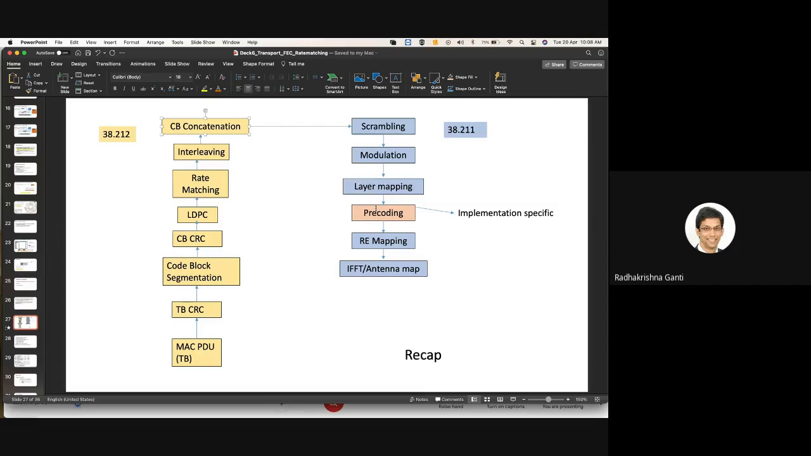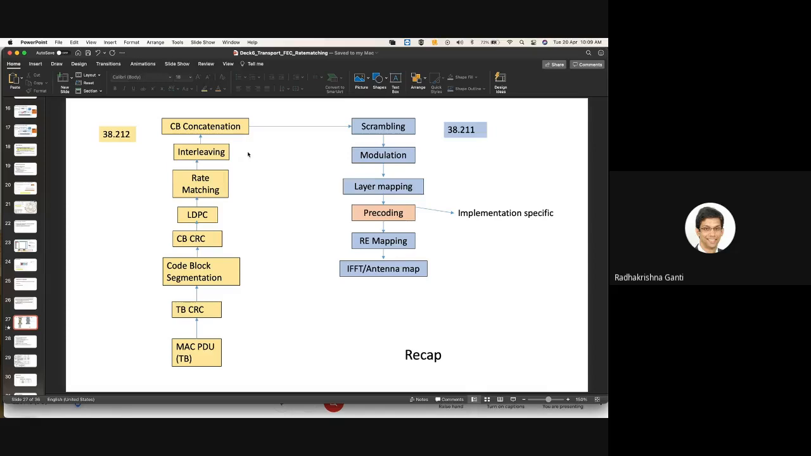So the things that you should remember: each transport block corresponds to one UE. For each UE, at most there can be 2 transport blocks per slot. What is a code block group also? CBG, code block group, has been introduced. I will tell you about it when we do HARQ.